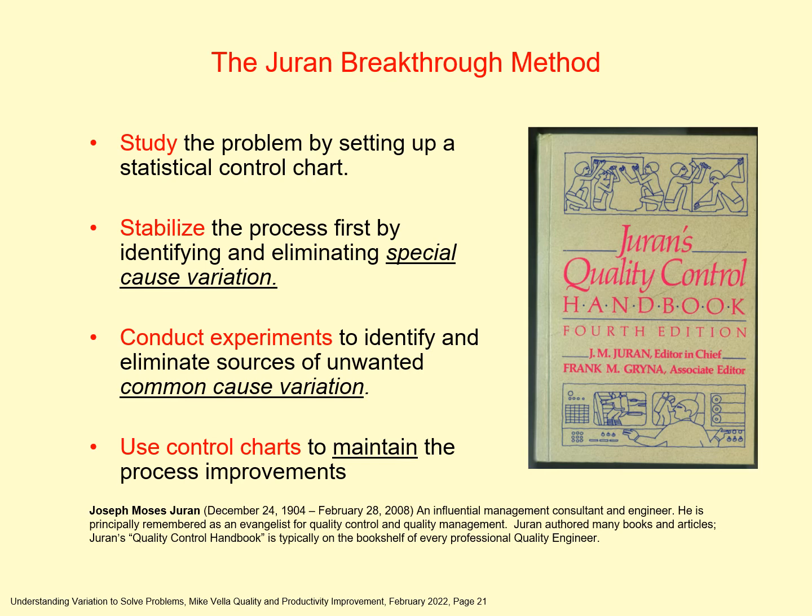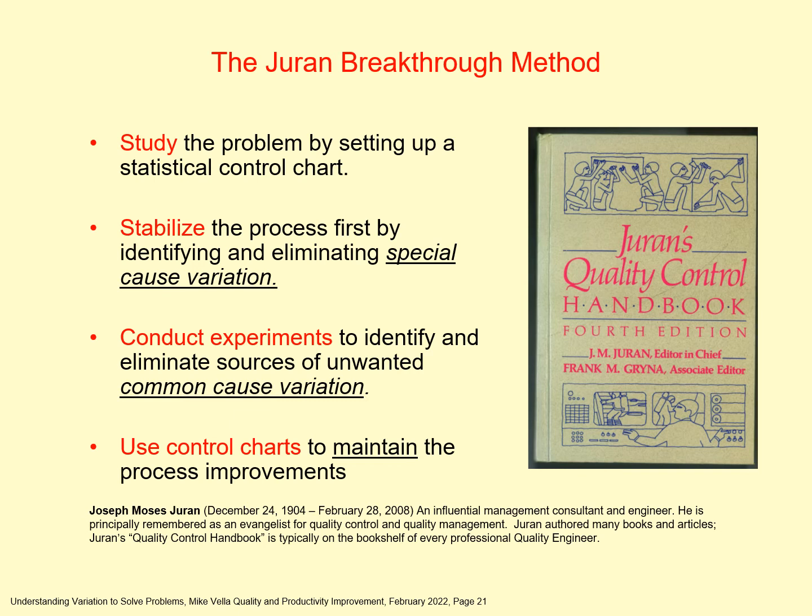Anyway, Dr. Juran speaks about study, stabilize, conduct experiments, and use control charts. First, study the problem by setting up a statistical control chart. That is, collecting data, setting up the control chart properly, which we'll be talking about a bit later. Stabilize the process by identifying and eliminating special cause variation. So you're going to learn an awful lot about your process by just doing this step.